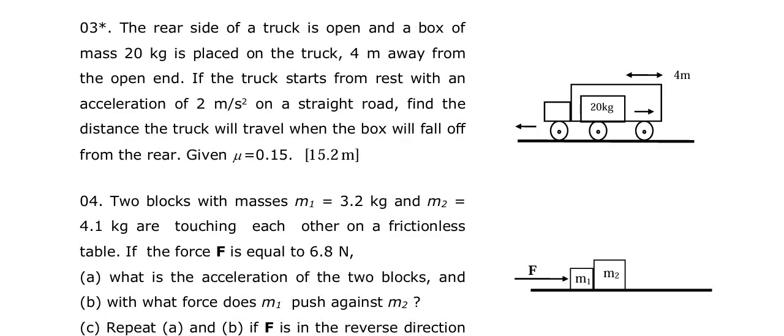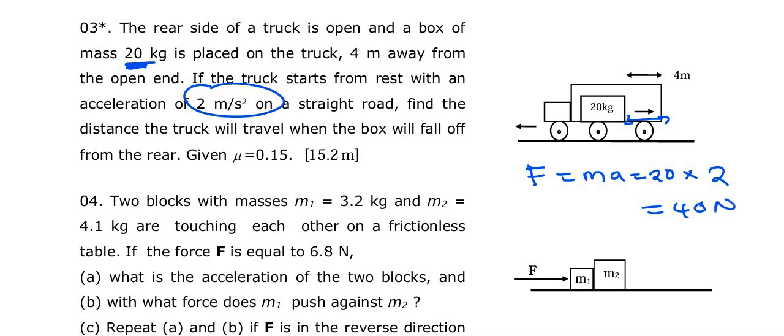So here we're just saying the distance before this thing falls off is the 4 meters that is given there. When these are moving initially, because they're saying the rear side of a truck is open and a box of 20, this is the one that's moving. It's placed 4 meters away from that. The only mass we are given is the mass of the box inside, the 20 kilograms. So we can first of all start by getting the force that is causing this to move. The force is simply ma, so it's going to be 40, because we have 20 and the acceleration was given here to be 2. That's the force responsible for it to move.